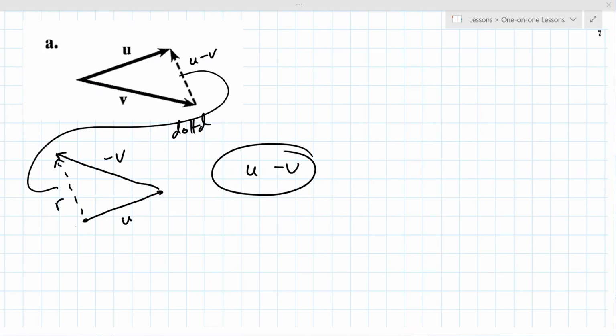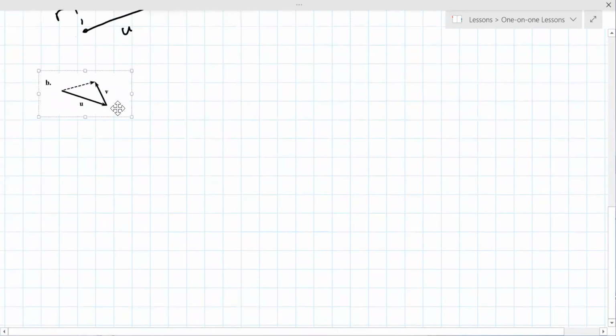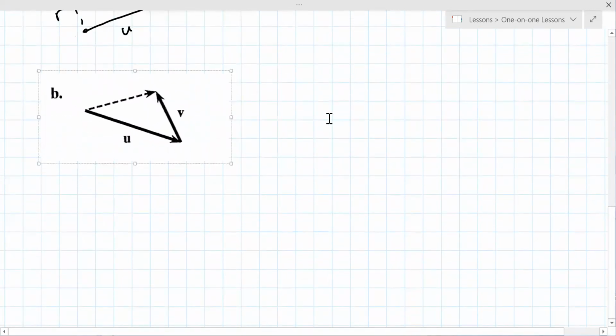Let's try b. Sorry, it's not clear. Let's see why this is difficult to understand. Okay, so whatever we do, we have to get this thing over here on the right.